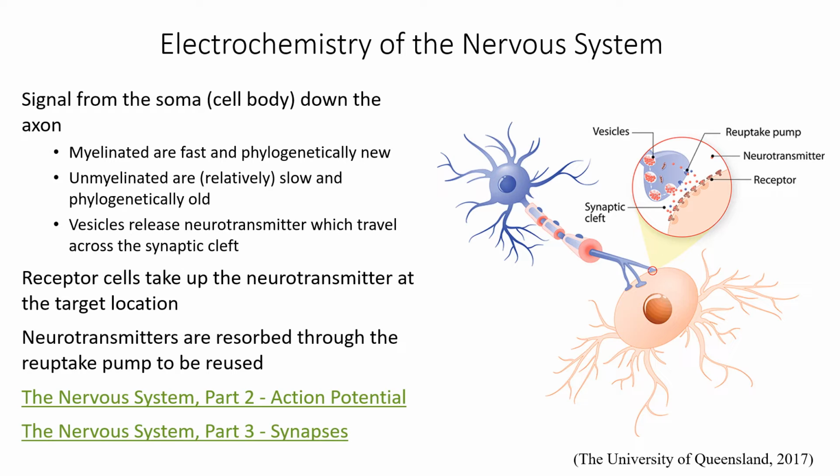The vesicles release neurotransmitters into the synaptic cleft. They either are taken up by the receptors on the connecting cell body or dendrite, or they are brought back into the axon terminal. The receptor cells take up the neurotransmitter at the target location and propagate the signal along the connecting structure and so on until the target area is reached or the process is stopped for whatever reason. Neurotransmitters are then resorbed through the reuptake pump to be reused at the axon terminal.